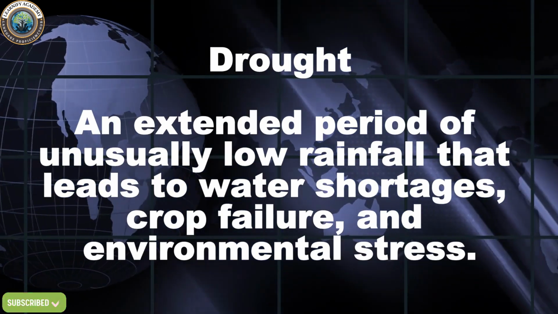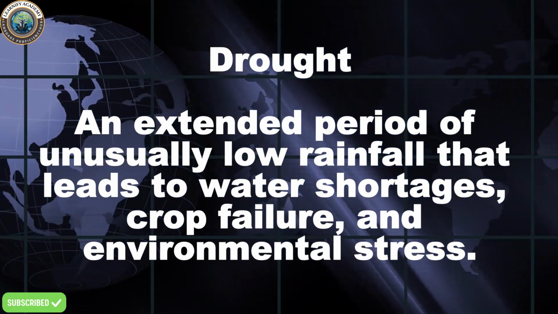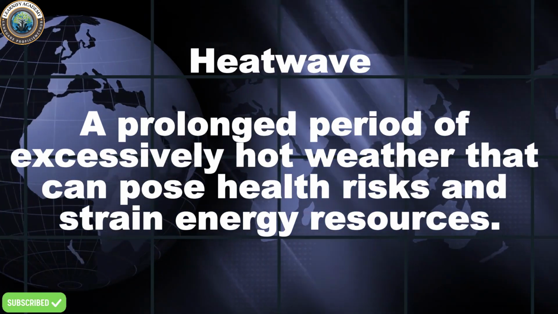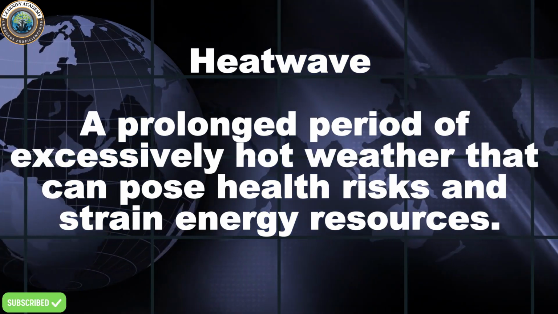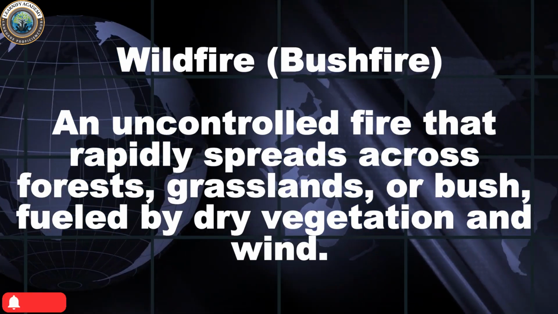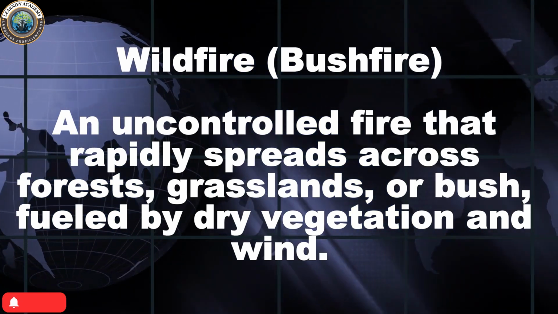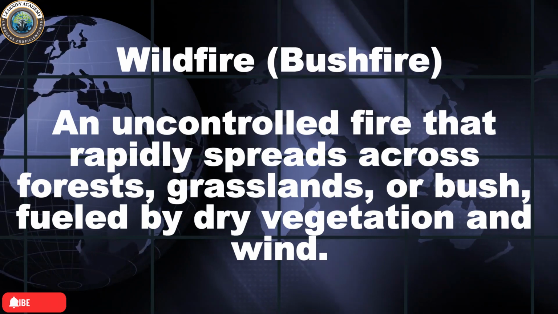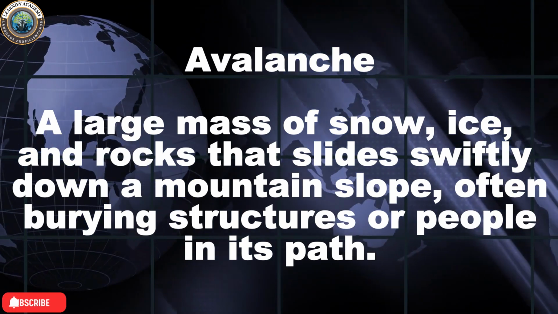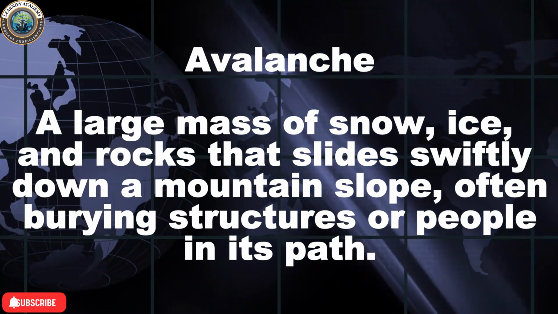Drought, an extended period of unusually low rainfall that leads to water shortages, crop failure, and environmental stress. Heat wave, a prolonged period of excessively hot weather that can pose health risks and strain energy resources. Wildfire, bushfire, an uncontrolled fire that rapidly spreads across forests, grasslands, or bush, fueled by dry vegetation and wind. Avalanche, a large mass of snow, ice, and rocks that slides swiftly down a mountain slope, often burying structures or people in its path.